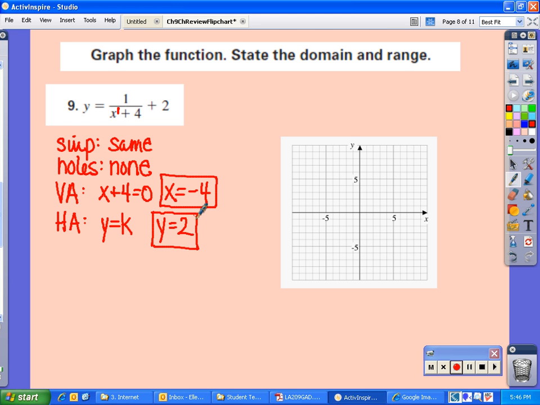Let's put those asymptotes on the graph. We have a vertical asymptote at x equals -4. We have a horizontal asymptote at y equals 2.